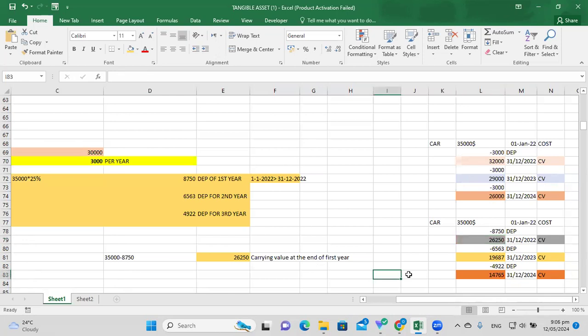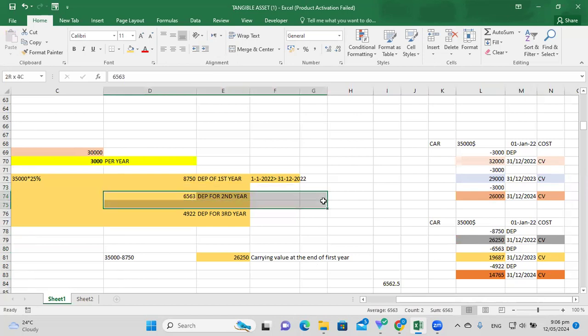Okay, so how do we now calculate the depreciation for the second year? Simple, you will do 26250, the carrying value, multiplied by 25%. We get the depreciation for the second year, that is 6563, if we round this off. That's what we wrote here, 6563, our depreciation for the second year. All right, here it is written.